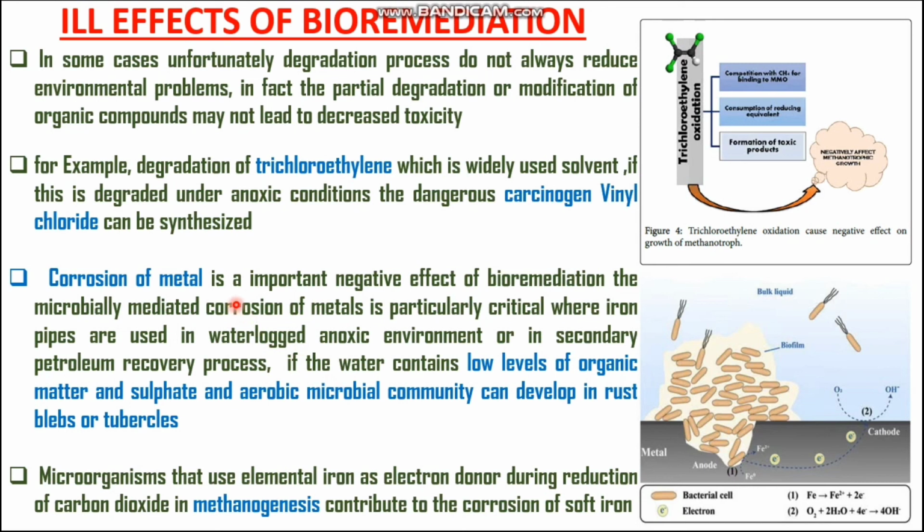The second thing we are going to discuss is the corrosion of metal, an important negative effect of bioremediation. The microbially mediated corrosion of metals is particularly critical where iron pipes are used in waterlogged anoxic environments or in secondary petroleum recovery processes. If water contains low levels of organic matter and sulfate, then a microbial community can develop rust in the metal pipes being used in that condition. An example is that microorganisms that use elemental iron as an electron donor during reduction of carbon dioxide in methanogenesis contribute to the corrosion of soft iron pipes. So that's all about the ill effects of bioremediation.